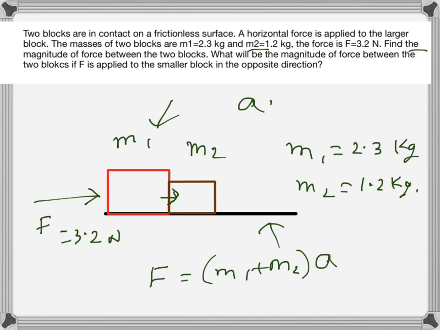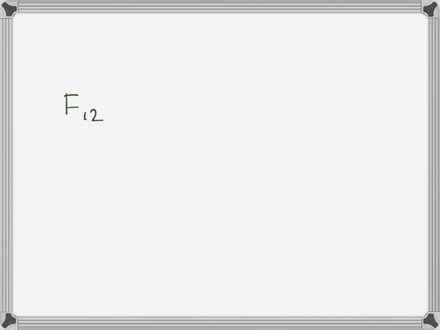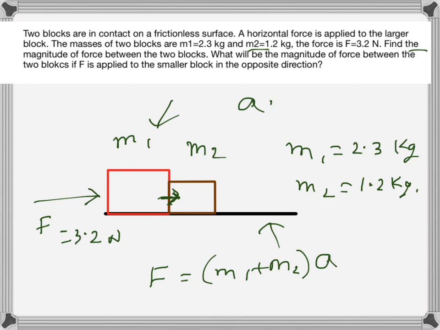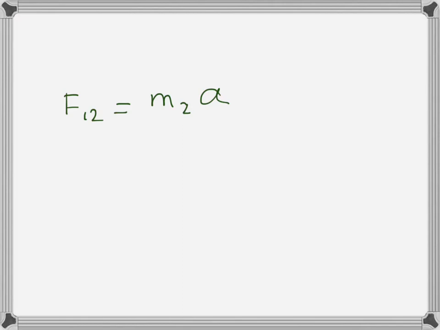Now, in the first part of the problem, we need to find the force between the two blocks. If we call that force, maybe F12, that will be m2 times a, because that will be the force that this mass experiences. So that will be 1.2 times 0.914, which is approximately 1.1 newtons.